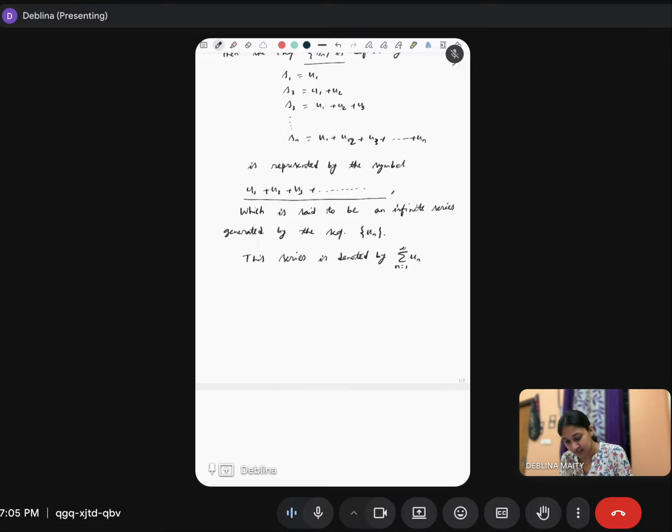This is denoted by this one, and each element of the sequence Sn is what? Sn is the nth partial sum of the series. Sn is U1 plus U2 up to Un. So it is the nth partial sum of this series, right?